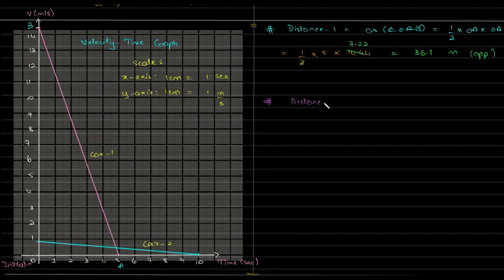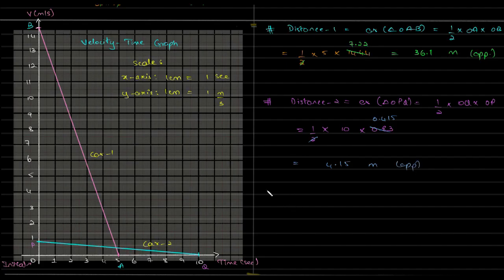Now distance 2 is the area of the other triangle OPQ, which is half into base OQ and height OP. So half into base is 10 into height is 0.83. 2 ones are 0.415. So this is 4.15 meters approximately.